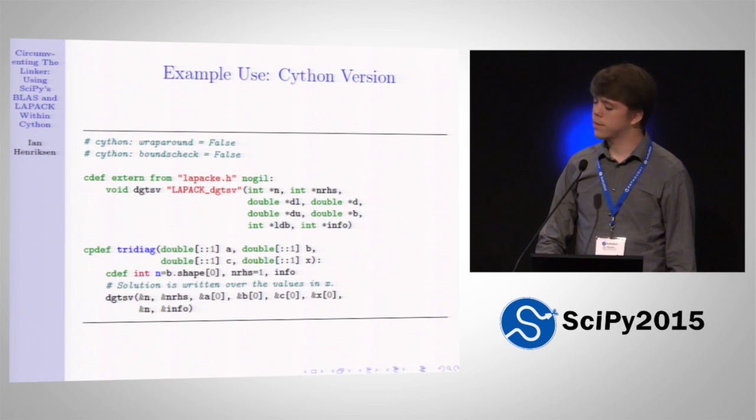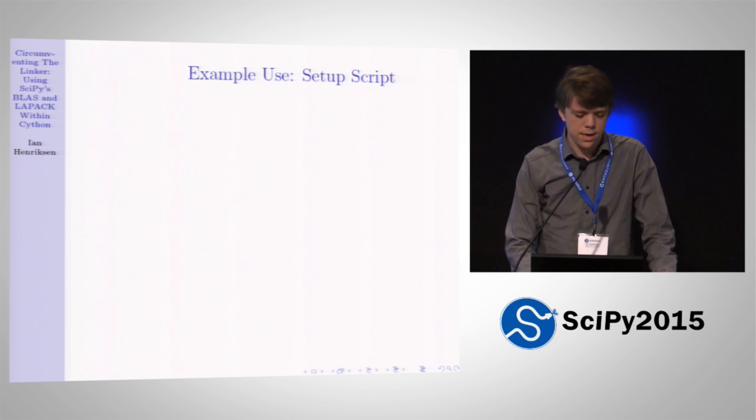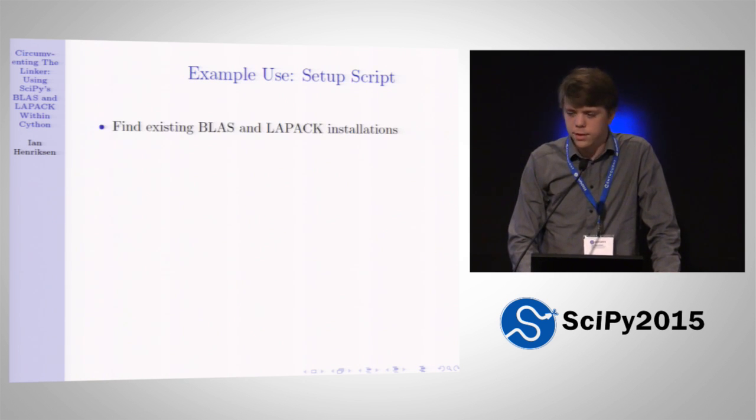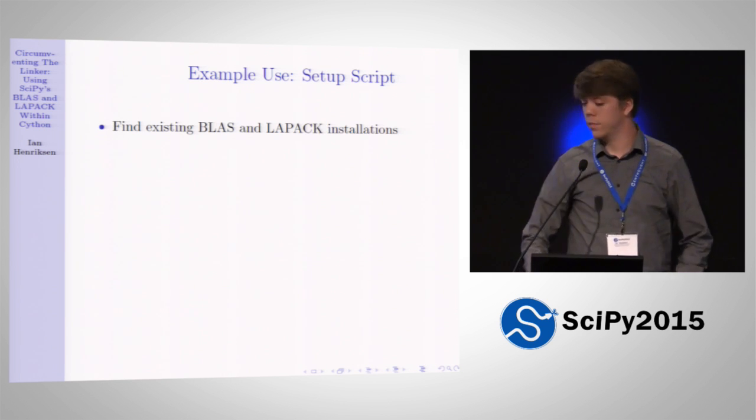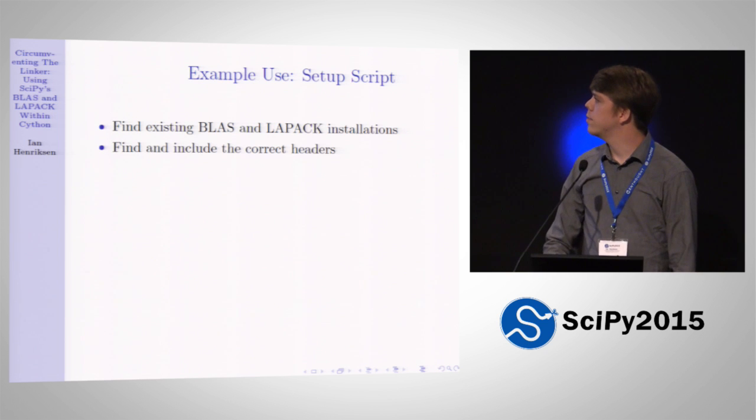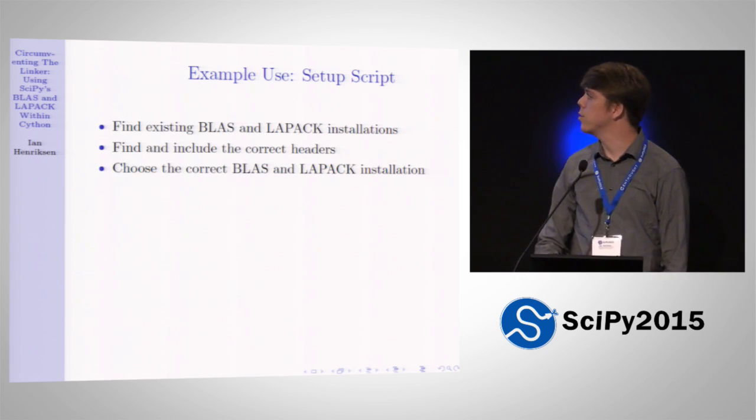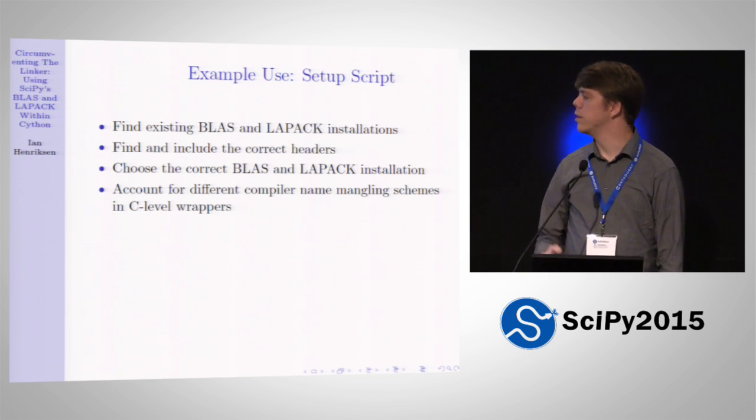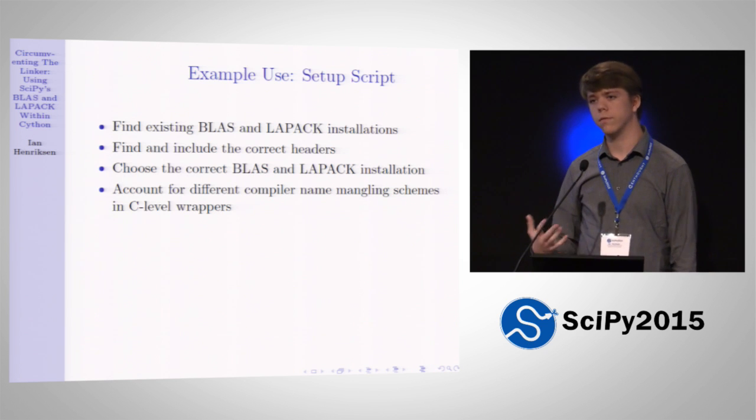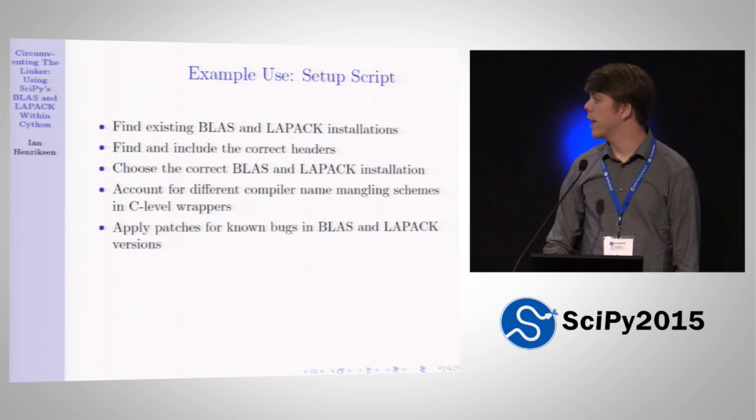The catch is now I have to write a setup script for this. And all of a sudden things get really hard because I have to deal with things like finding the existing BLAS and LAPACK installations, finding all the right headers, actually dealing with the different compiler name mangling schemes, choosing which version I want to use if there are multiple versions installed, and then also applying any known patches.